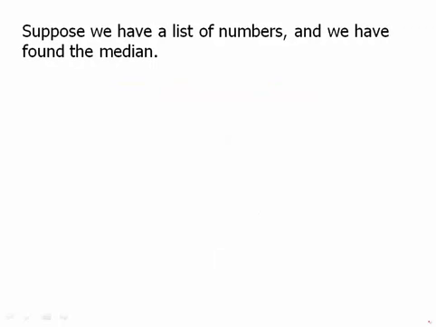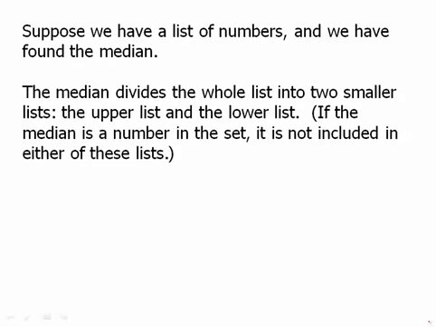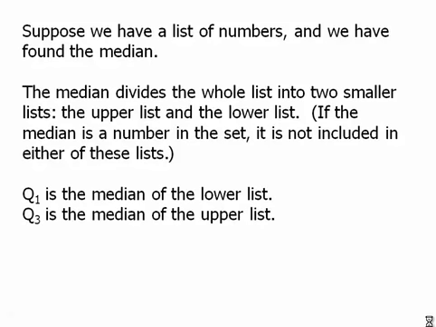Suppose we have a list of numbers and we found the median. The median divides the whole list into two smaller lists, the upper list and the lower list. If the median is a number in the set, it is not included on either of these lists. So imagine where the median is. You might draw a circle around it or mark it off in some way. Everything above the median, that's the upper list. Everything below the median, that's the lower list. Q1 is merely the median of the lower list, and Q3 is the median of the upper list.